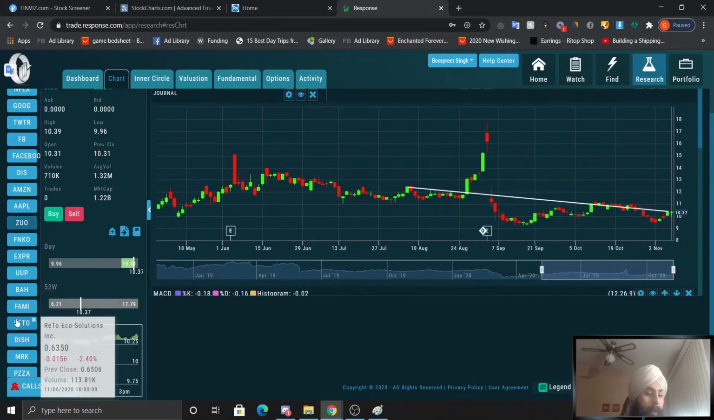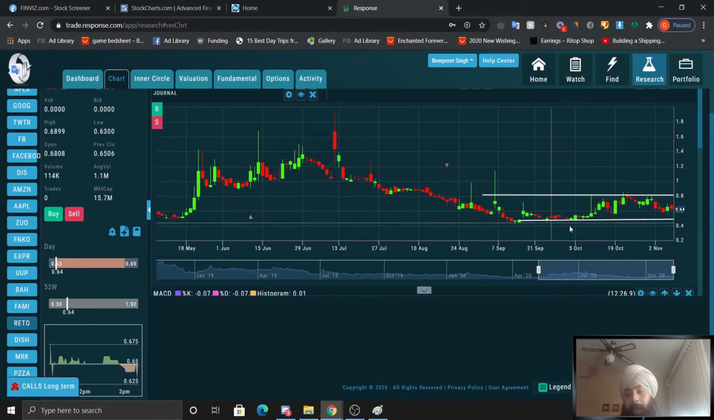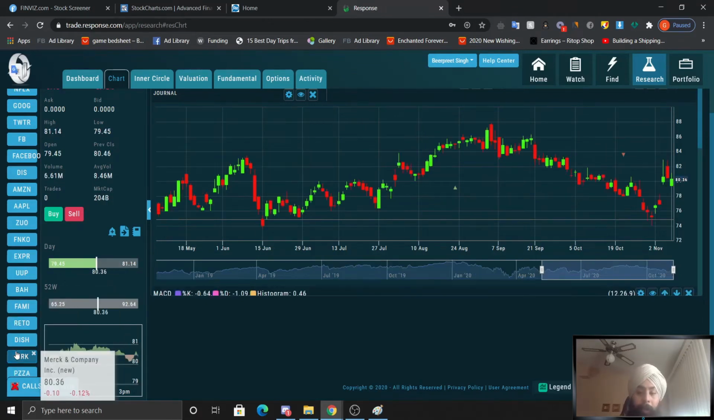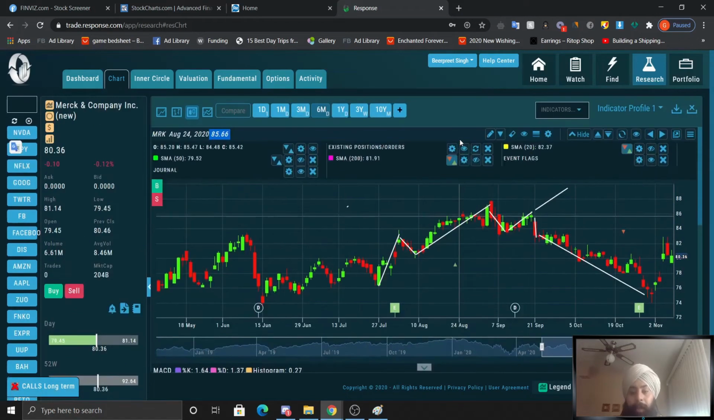Now let's see another example. Let's see a good example actually, because I want to explain one more thing. This is another example. So this is my support, this is my resistance. So it's playing in between support and resistance. Okay, MRK. In this case, this is a good example, and that's why I took this stock.